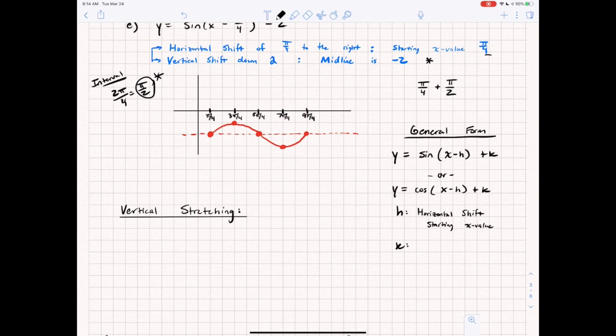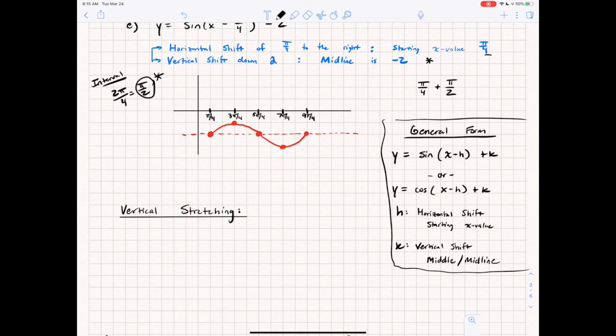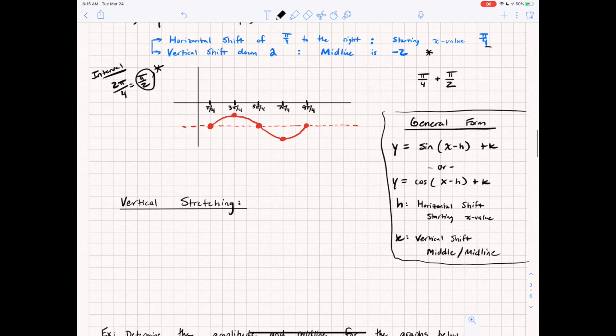K represents the vertical shift, which is the middle or the midline for my wave. So this is where we're at so far. This covers both types of shifting, horizontally and vertically. So as you can see, the next topic is essentially this, which is vertical stretching.